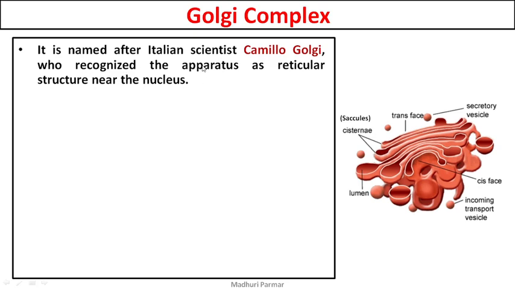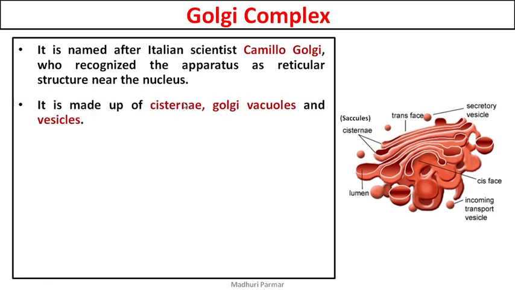It is also called Golgi apparatus. It has multiple names, but in the end, Golgi body, all of it means the same organelle. He recognized the apparatus as a reticular structure near the nucleus. Again, the term reticular means a network. It is a structure which has many networks and is found near the nucleus.